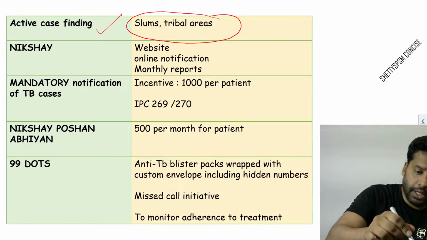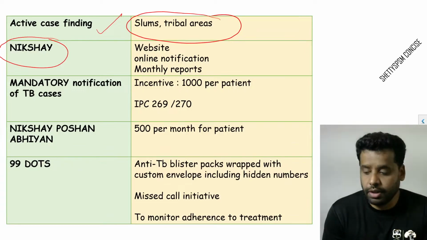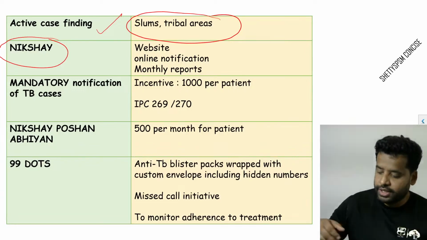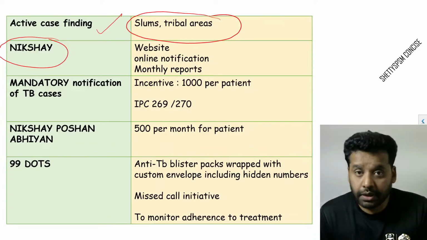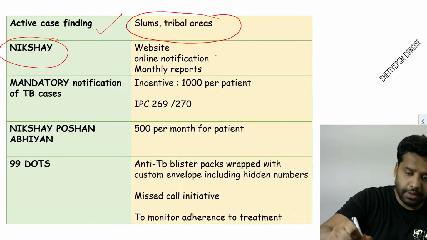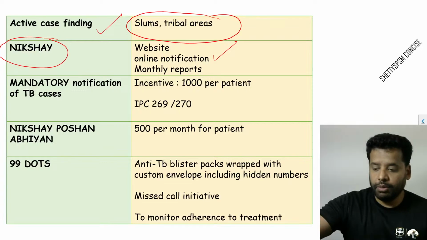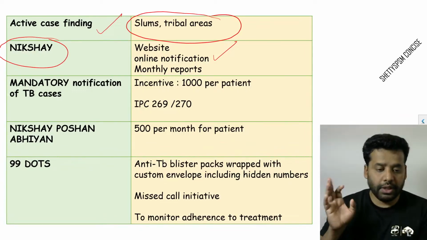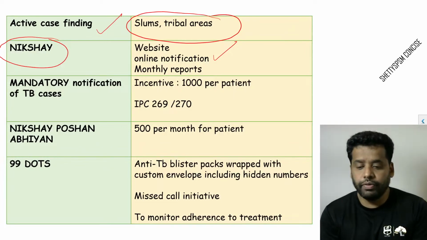What is NIKSHAY? NIKSHAY is a website. Kshay Roga means tuberculosis. So NIKSHAY is a website to notify TB cases. Already you have detected, to notify TB cases. Don't make this mistake. It is not detection. If there is a question, it will detect TB, it's a test of choice. No, it is not a test. It's a website for online notification.